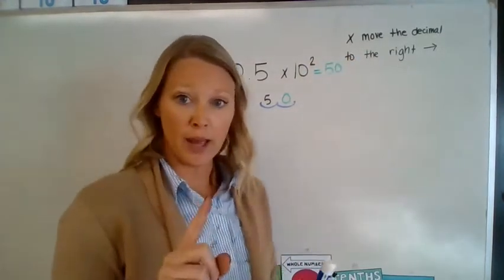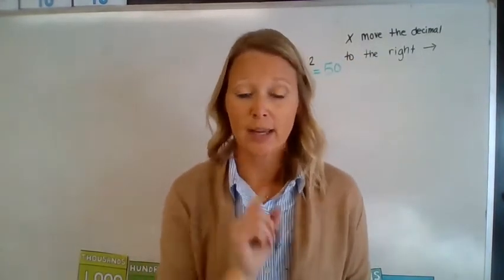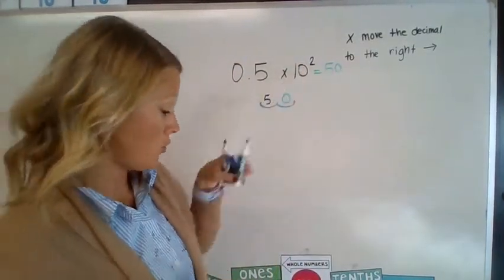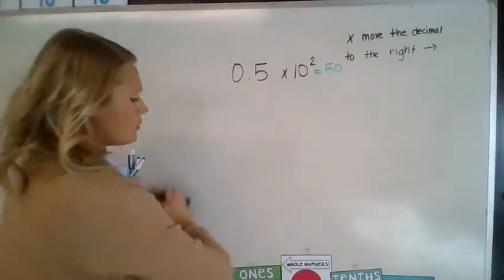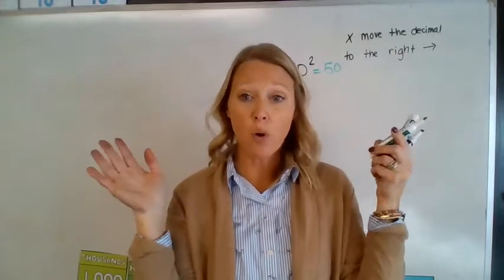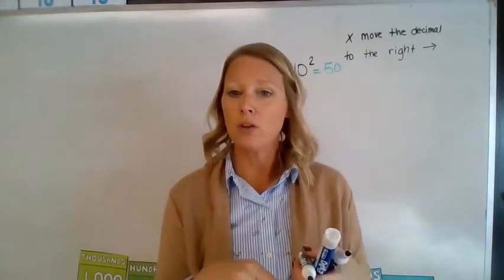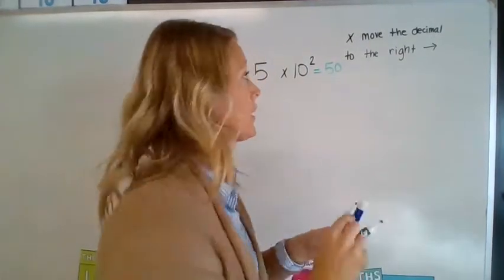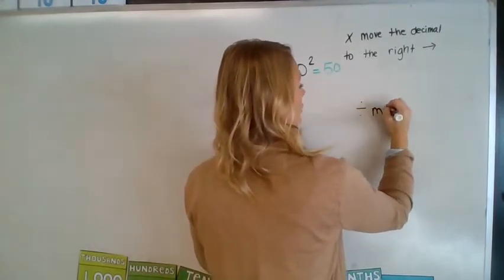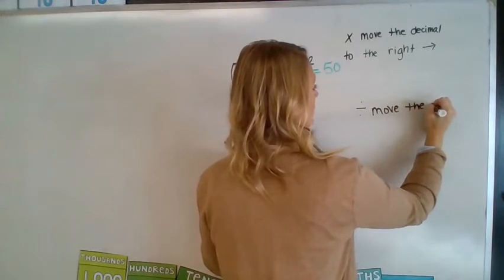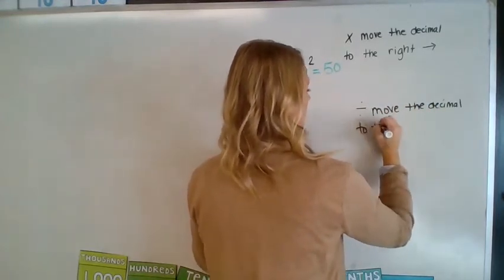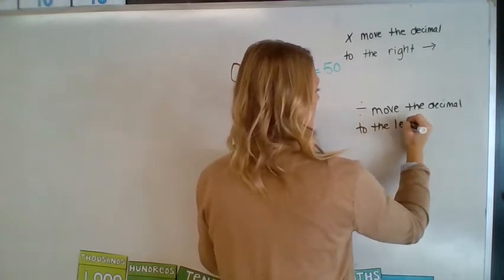So when you multiply, your decimal moves to the right, that many times that is in your exponent in your equation. So you ask, well, Ms. McNamara, what happens when we divide? Well, when we divide, you are moving the decimal the other way, and our number is going to get smaller. So when you divide, you're going to move the decimal to the left.